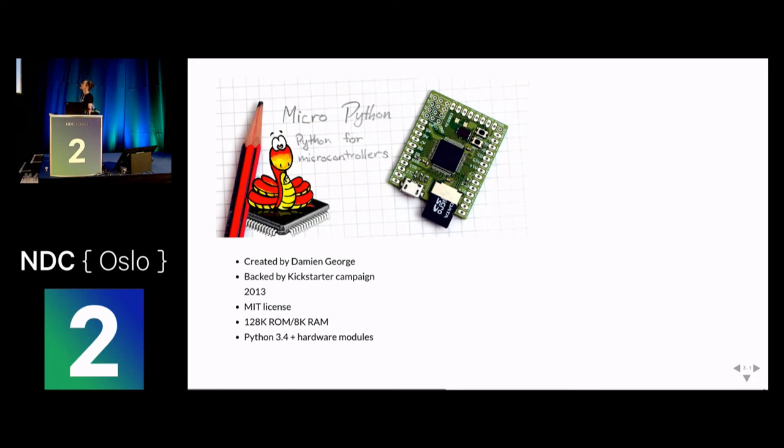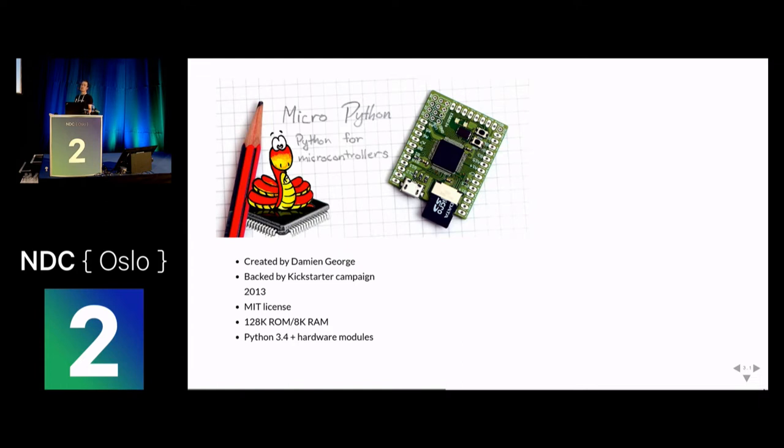Now, MicroPython was created by an Australian physicist. His name is Damien George. He came up with it during his time in Cambridge, I think. It was backed by a Kickstarter campaign. They developed the Pi board, which you can see here. The language is under MIT license.